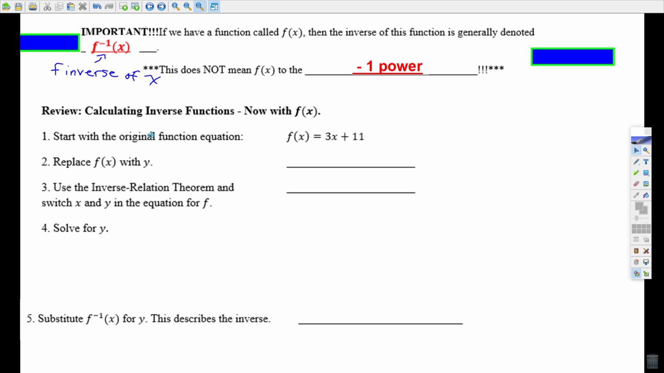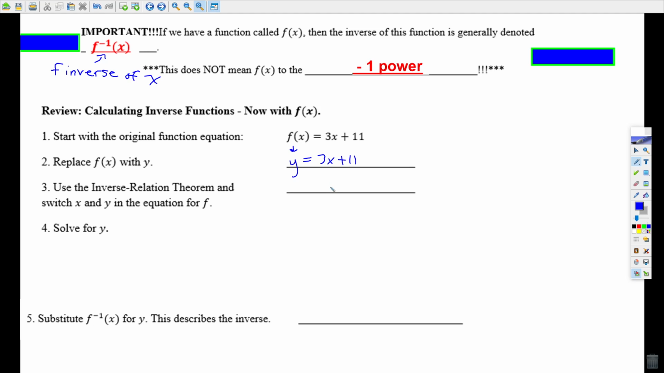We're going to start with an original function equation, f of x equals 3x plus 11. We're going to find the inverse of this. So instead of going crazy and thinking about f of x and not knowing what to do with this, like we did before, we want this side to be y instead. So we're going to replace the f of x with just y. So we'll say y equals 3x plus 11, just because we're used to seeing it like this.